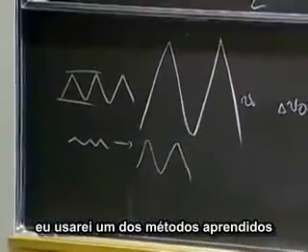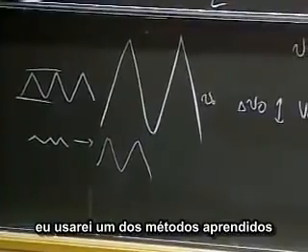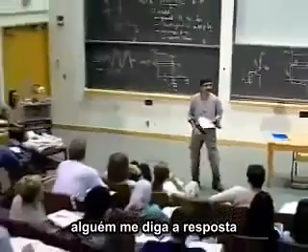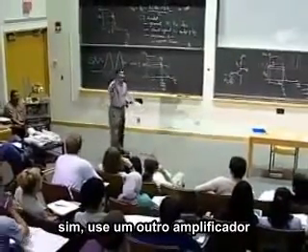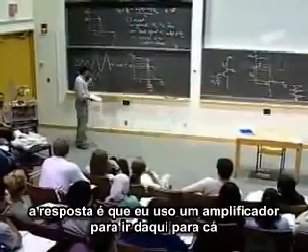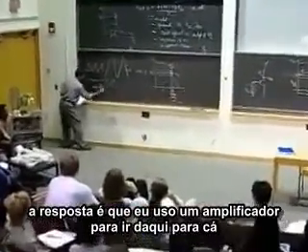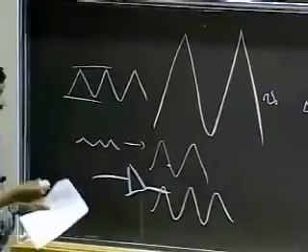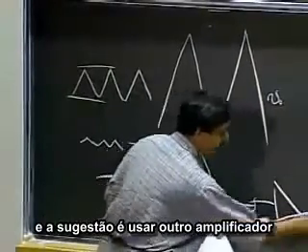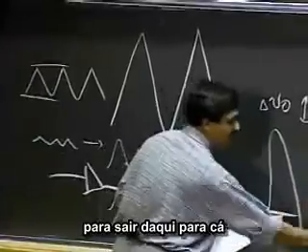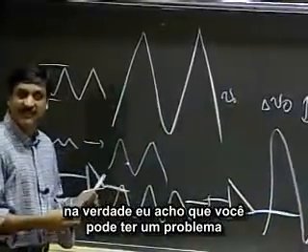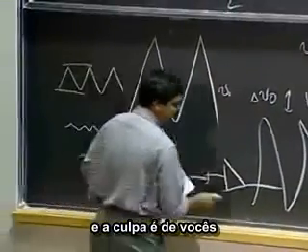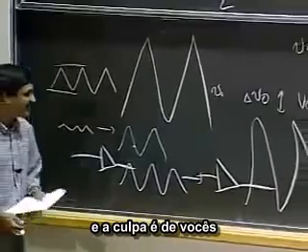Well, I'll use one of those learn-by-questioning methods and have you tell me the answer. Someone tell me the answer. How do I do that? Use another amplifier. So the answer is, I use one amplifier to go from here to here, and the suggestion is to use another amplifier to go from here to here. In fact, I believe you may have a problem in your problem set where you will do that. You have only yourselves to blame.